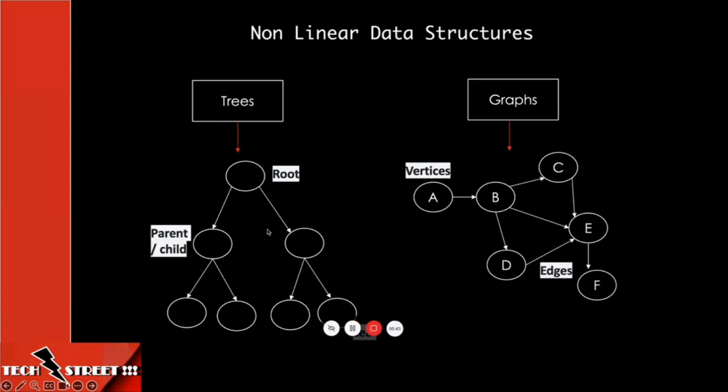Now let's look into graphs. A graph is a collection of nodes, which are also called vertices, and the connections between these nodes are called edges. For example, consider a social network where each person can be treated as a node and each friendship is an edge between the two nodes. The structure can represent complex relationships and interactions.